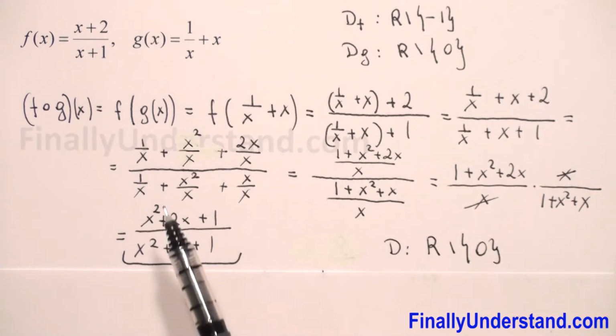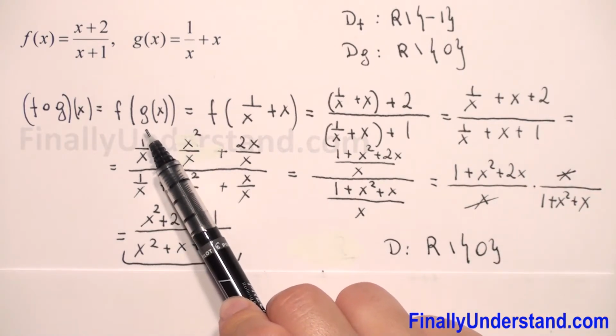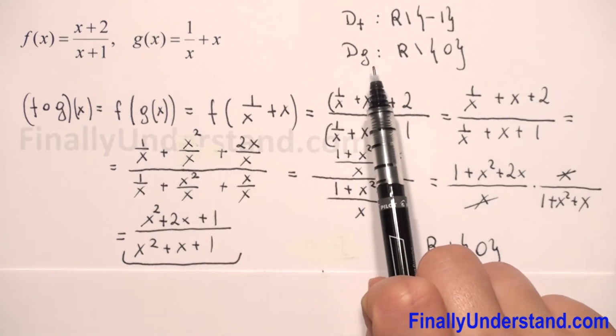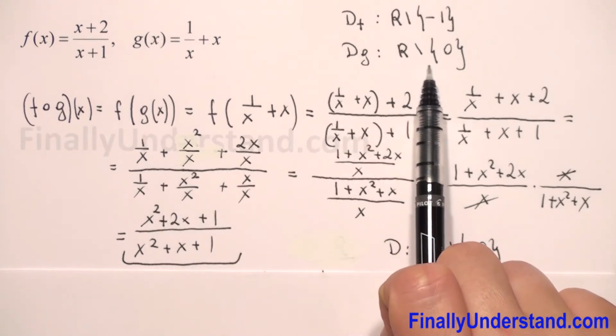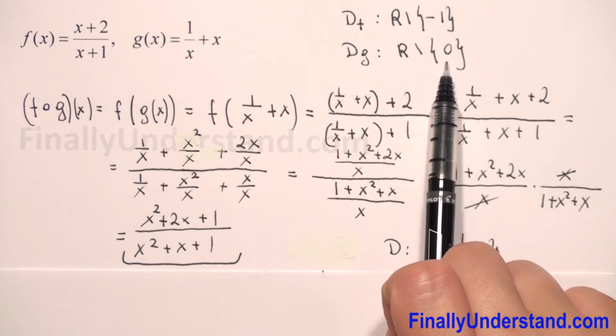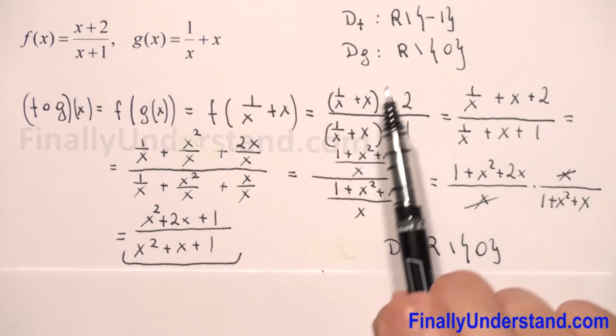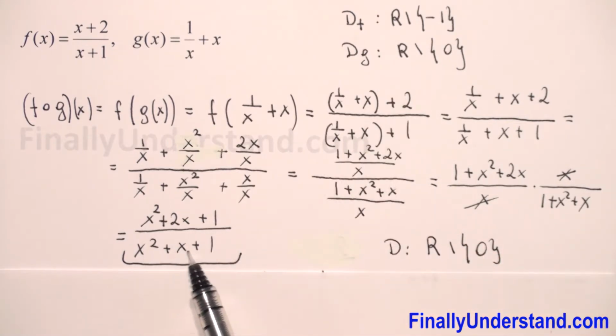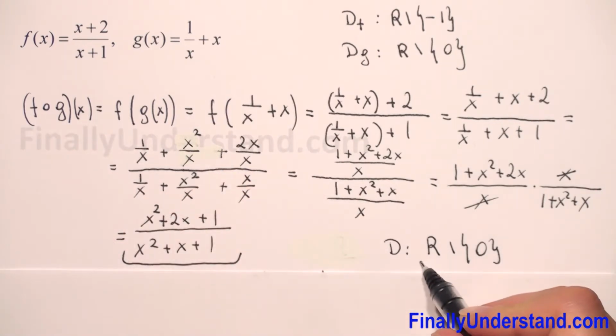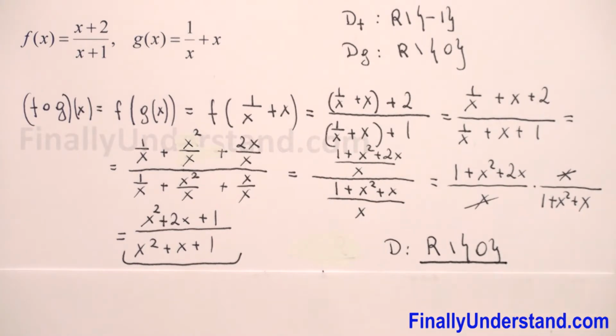One more time, why? Because we have f of g composition. So we check the domain of g function. It is all real numbers excluded 0, and the domain of this function is all real numbers, because this denominator will never be 0. So we have to put together the domain of g function and the domain of f of g function. So the domain of our composition will be all real numbers excluded 0.